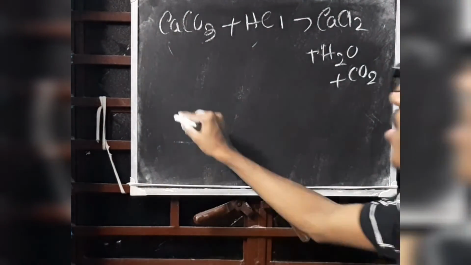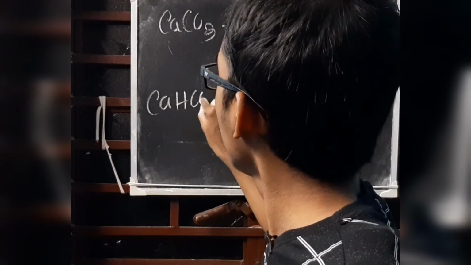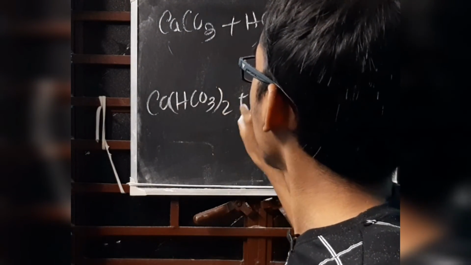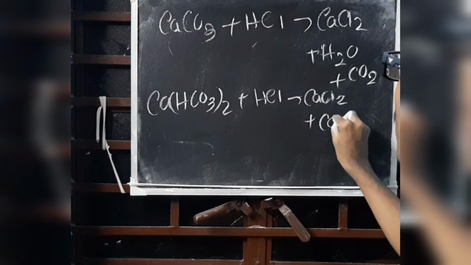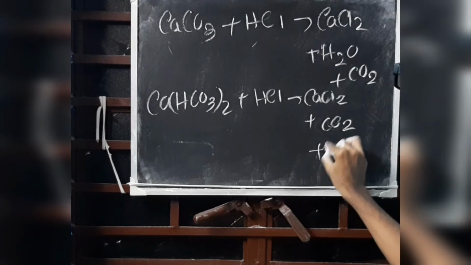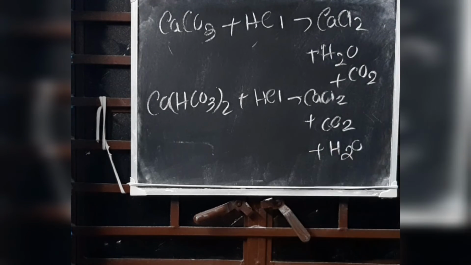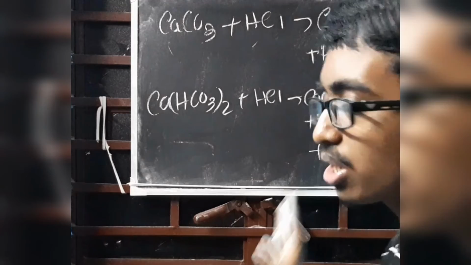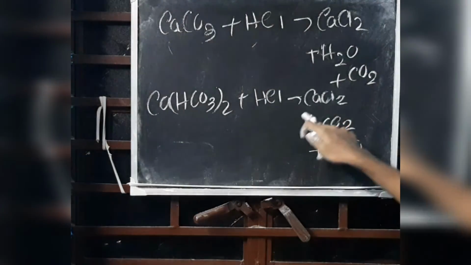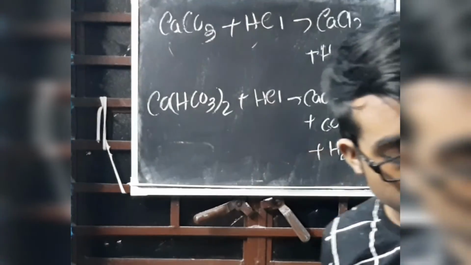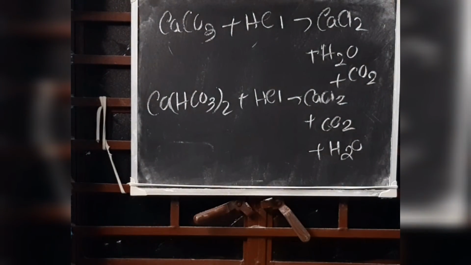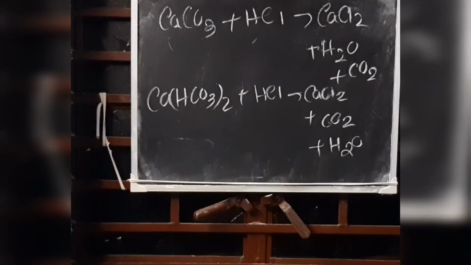Clear? Ca(HCO3)2 plus HCl, what will it form? The reaction more or less remains the same. Balancing will be different, but the reaction is more or less the same. It forms calcium chloride plus CO2 plus H2O. Clear? This is the basic thing. Okay.